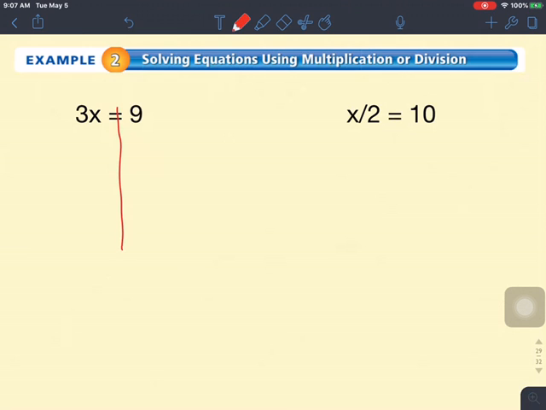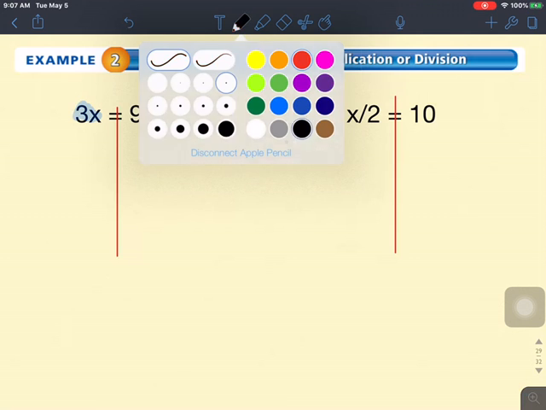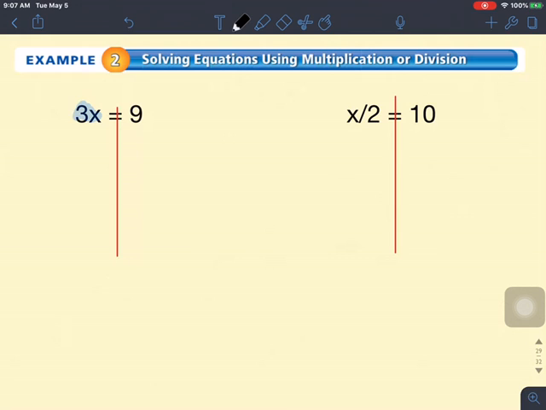All right, now we're going to move to example 2, which is solving equations using multiplication or division. Again, I'm going to create two sides with a line on both of these. Let's take a look at 3x. What is the mathematical action? What's happening to the x? It is being multiplied by 3. So again, we want to apply an inverse operation to undo or cancel that out. If x is being multiplied by 3, we divide by 3 because it's the inverse operation, and remember, we do the same thing to the opposite side.